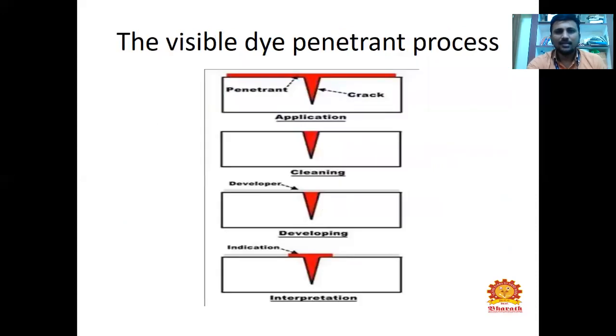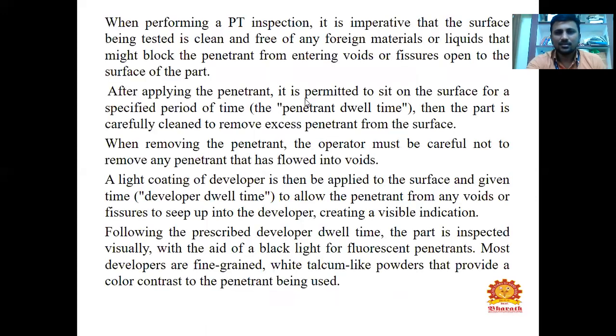Okay, this is an example of the visible dye penetrant test process. In this method we can use only non-porous materials, whether metal or non-metallic. We use the penetrant, and with that we can find out where the gaps and the defects are. That is how we find defects using the visible dye penetrant process.